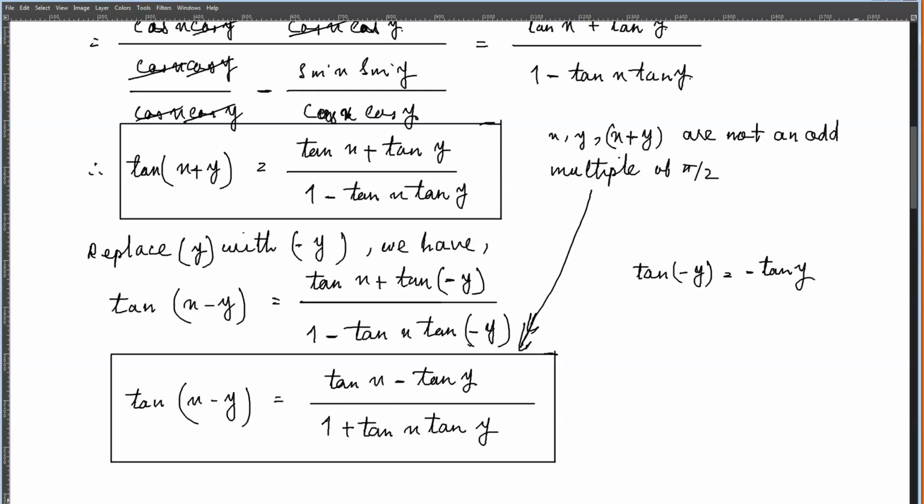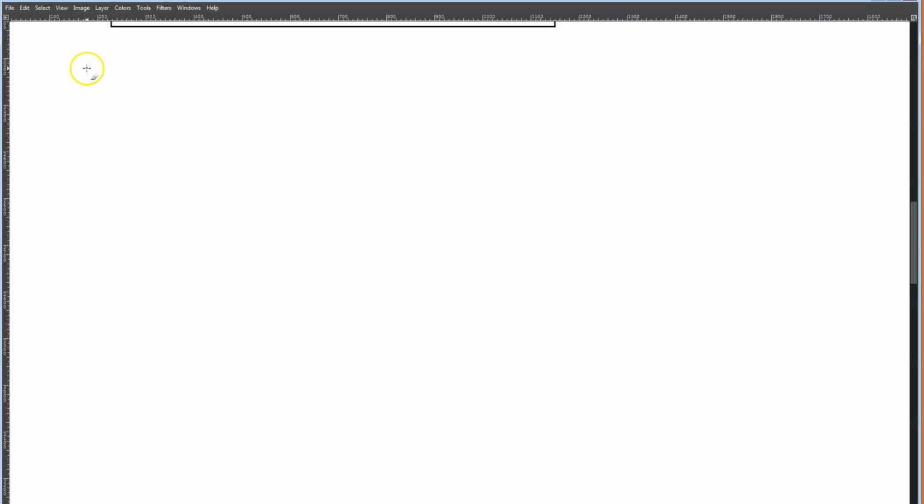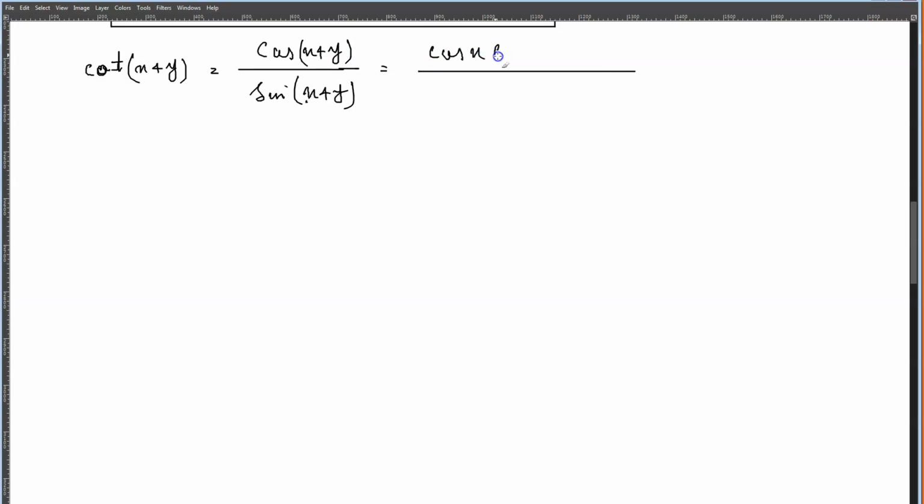Now, in the same way, you can calculate cot of x plus y and cot of x minus y. So cot of x plus y is equal to cos of x plus y over sine of x plus y. Now cos of x plus y is equal to cos x cos y minus sine x sine y, and sine of x plus y is equal to sine x cos y plus cos x sine y, right?